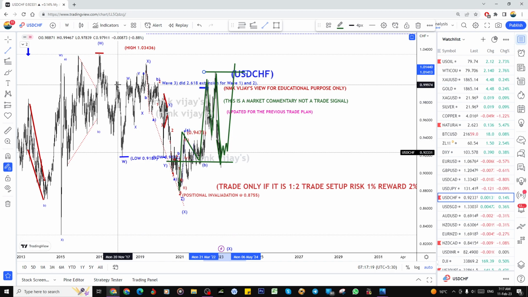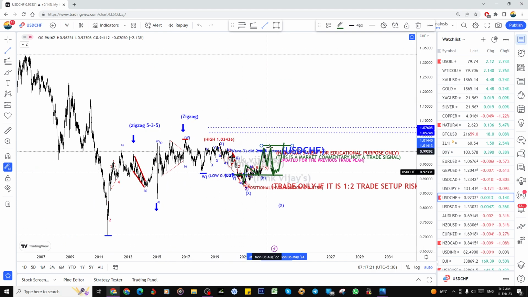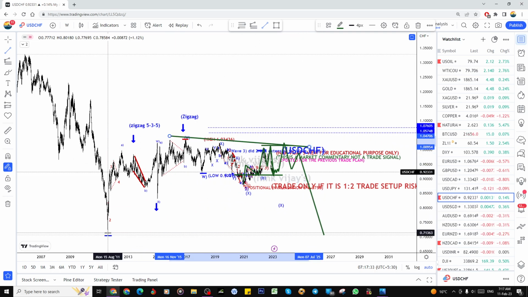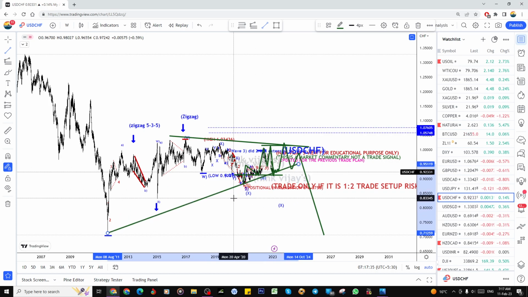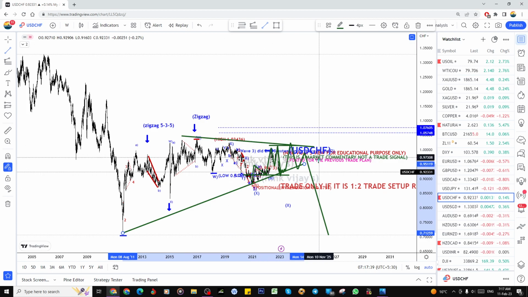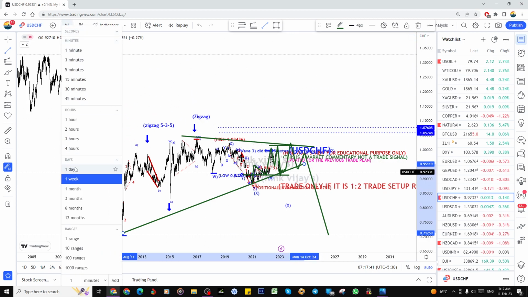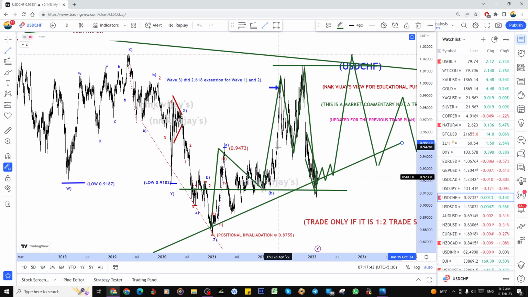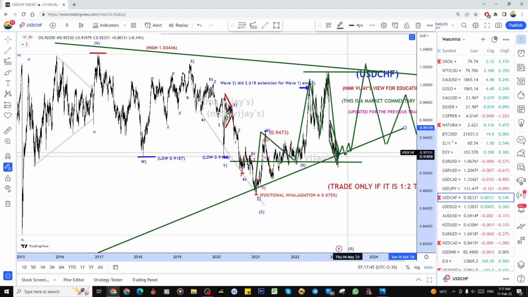So if this is the W, this is the X, and one more Y to break this one. Or if it is a triangle AB, so this could be the C, after that D and E, and one more down. So this will become the bigger triangle. So I'm looking for this kind of wave structure in the weekly, but in the daily or 4 hours I'm looking only for the bounce.